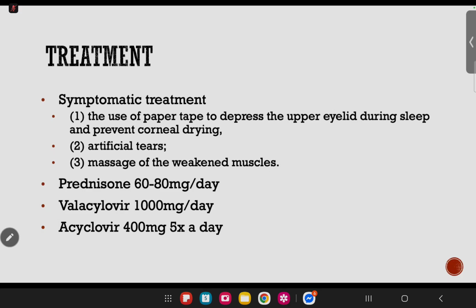We may also give a course of glucocorticoids as prednisone 60 to 80 milligrams per day during the first 5 days and taper over the next 5 days to modestly shorten the recovery period and improve functional outcome. Although large and well-controlled randomized trials found no added benefits for antiviral agents, valacyclovir or acyclovir may be given.